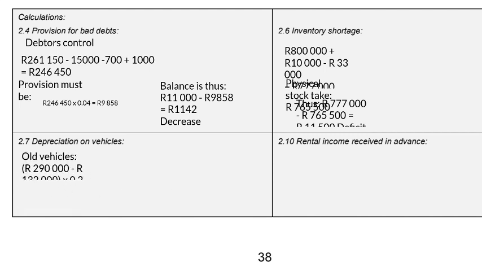A new vehicle was purchased on the 31st of December 2024 for 150,000 Rand. So depreciation on the new vehicle will be the cost price of 150,000 Rand times 20%, and we had the vehicle for 2 months. And this will give us an amount of 5,000 Rand.